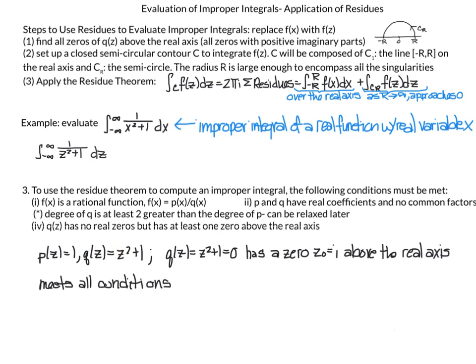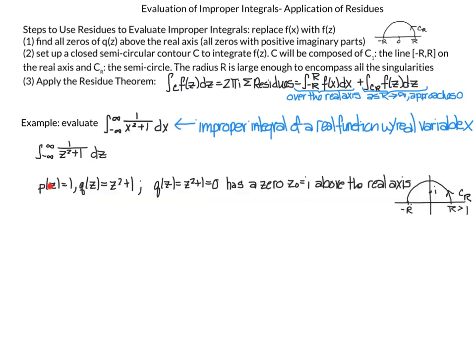So in particular, when I set q of z equal to 0, we see that q of z has a root at z naught equals i. So i is not a real root, but it is a root that is above the real axis. In the complex plane, our i variable is above the real axis over here. So we see that all the conditions here are met.